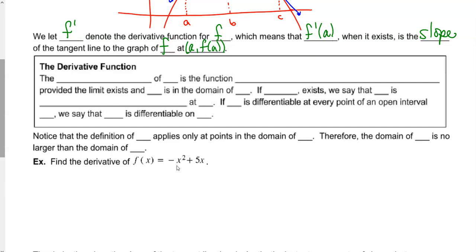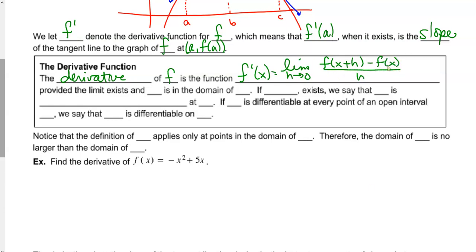All right, so let's go back to our notes and fill in the definition here of our derivative function. The derivative of f is the function we denote by f prime of x, where I take the limit as h goes to 0 of f of x plus h minus f of x, all over h.